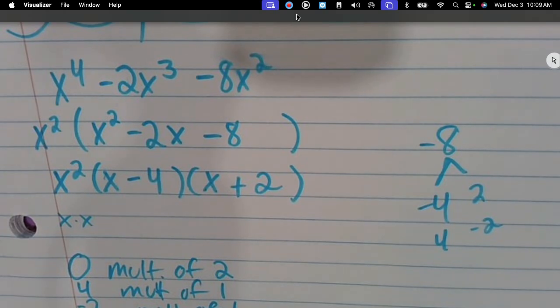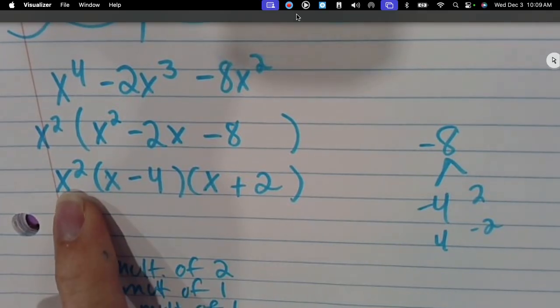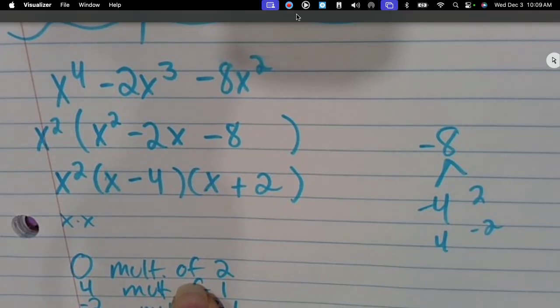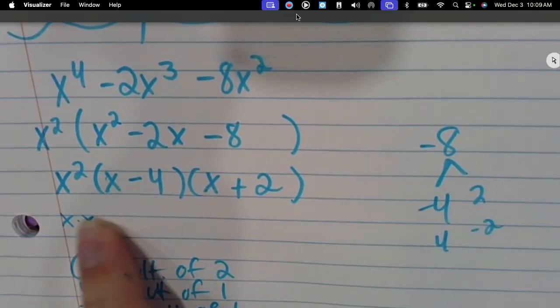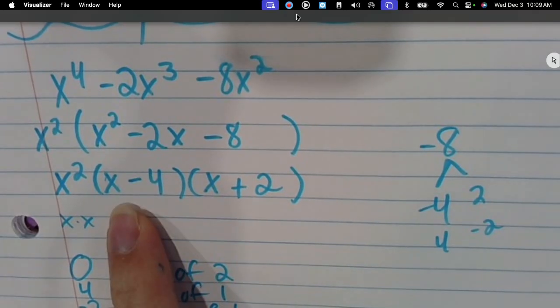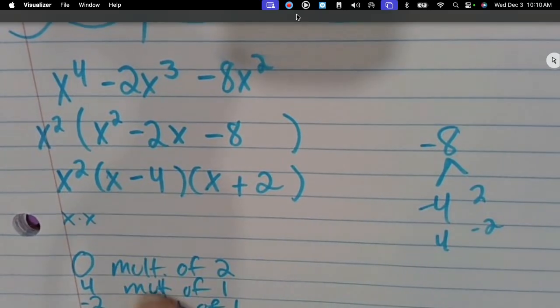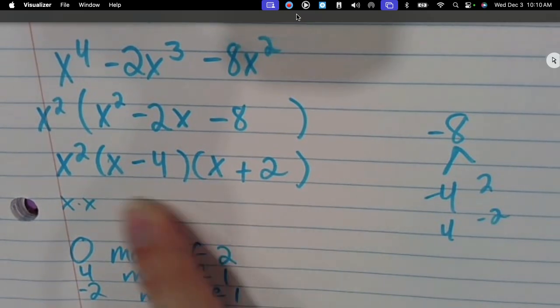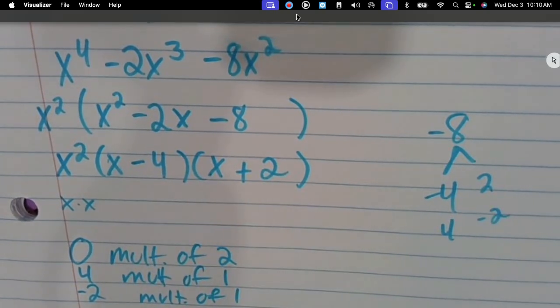I don't get the multiplicity part. What does that mean? How many of them are there? What's the exponent? When I factored out, how many x's are right here? 2. So when I find my 0, which is 0, it has a multiplicity of 2. How many x minus 4s do I see up here? 1. So I have an answer of 4 just that one time. How many x plus 2s do I have up here? I only have 1, so that's my multiplicity.